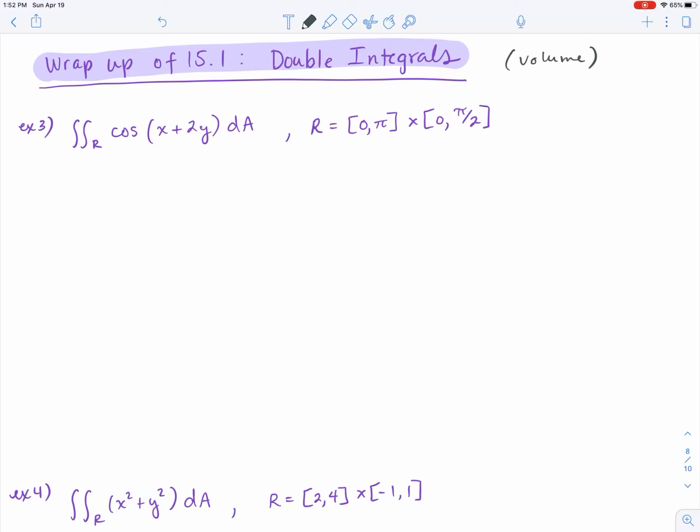This is a continuation of section 15.1, and this is the double integral part. So for example 3, we have the double integral over R of cosine of x plus 2y dA. Now dA is going to be either dx dy or dy dx. And it doesn't matter. This is the range on x and this is the range on y. And so then this order here doesn't matter.